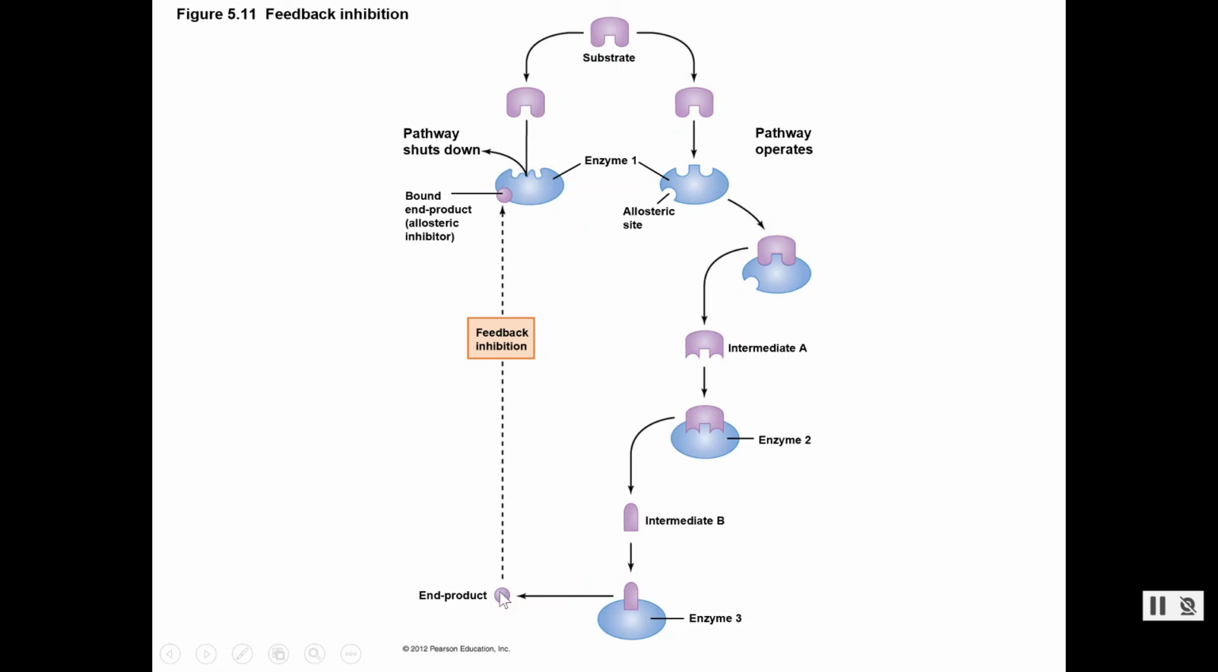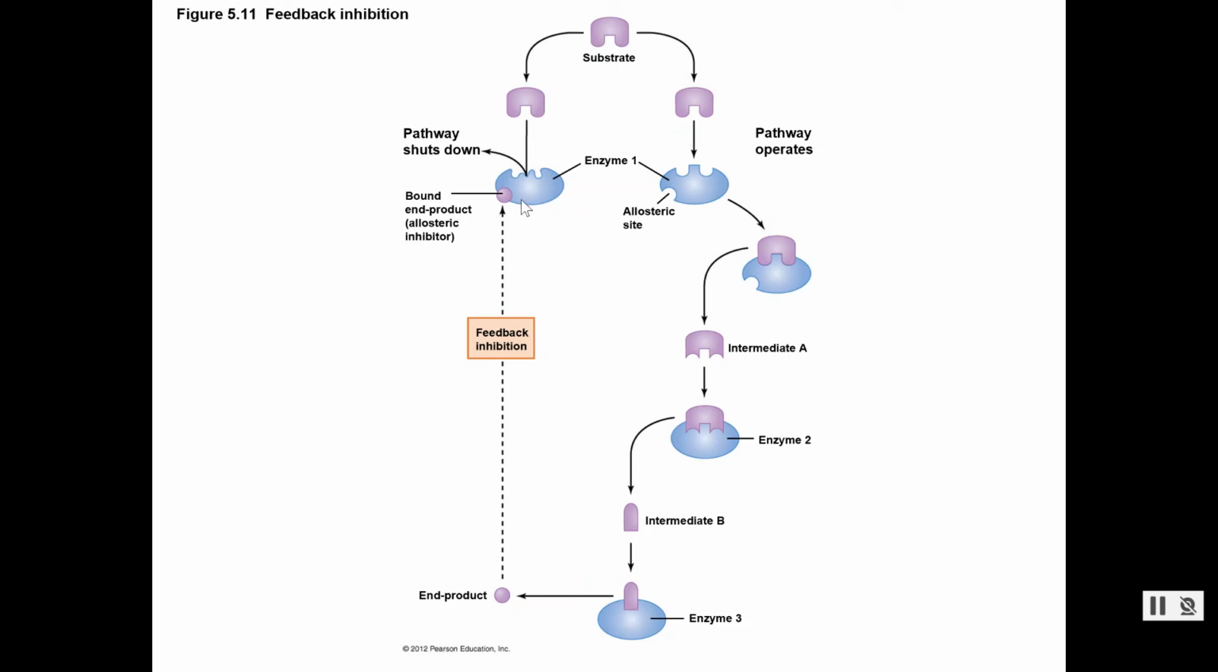So this end product actually serves as an allosteric inhibitor. You can see it fits into that allosteric site. Okay, so that end product fits into that allosteric site and it changes the shape of the active site, and now the substrate can't bind anymore. So again, this is feedback inhibition. It's a way to control it to save energy.